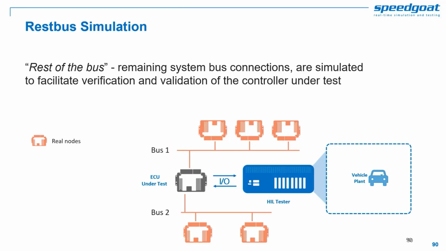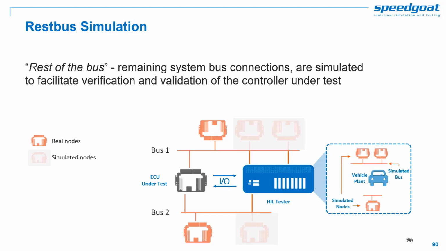We have now covered various hill testing use cases in this webinar. Another key workflow in hill testing is rest bus simulation. It essentially means that parts of one or multiple vehicle buses are simulated to facilitate verification and validation of the ECU under test.